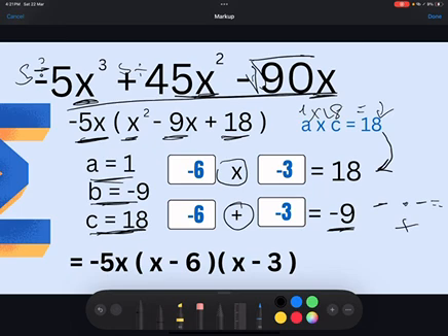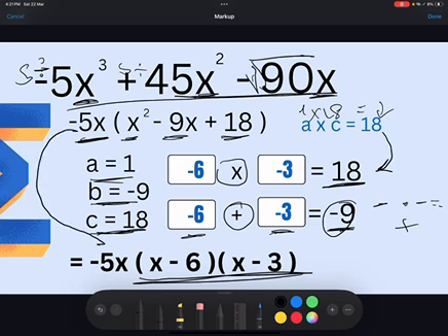So when multiplied equals 18. And when added, minus 6 plus minus 3, it will give us minus 9. We put the numbers, as we said, in parentheses. X minus 6, x minus 3. Good. The only difference here is that we bring the common factor that we had outside of the parentheses.